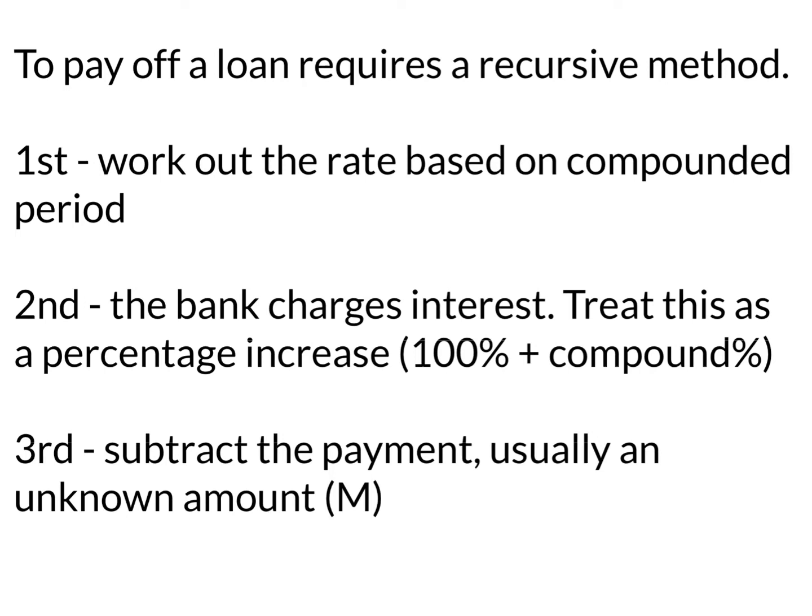So firstly, to pay off a loan requires a recursive method. So first step is to work out the rate, and it's based on the compounded period. So whether it's compounded monthly, fortnightly, yearly, you've got to work out the rate first. Secondly, the bank charges interest, and we're going to treat it as a percentage increase, which is 100% plus the compounded percentage. And thirdly, once they've added the percentage or the interest, you're then going to subtract the payment. Usually this is an unknown amount, and we'll call it M in this case.